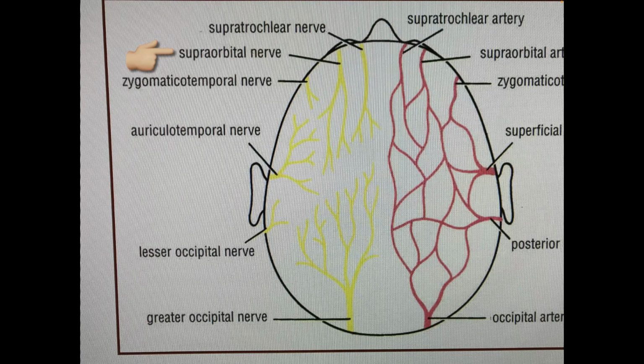the supraorbital nerve also from V1, the zygomaticotemporal nerve from V2, the auriculotemporal nerve from V3, the lesser occipital nerve from the ventral ramus of C2, and the greater occipital nerve from the dorsal ramus of C2.